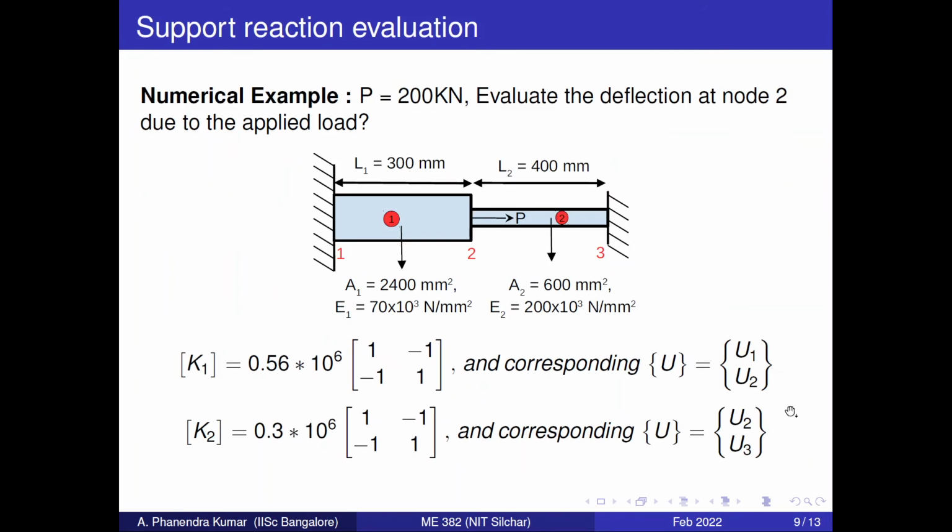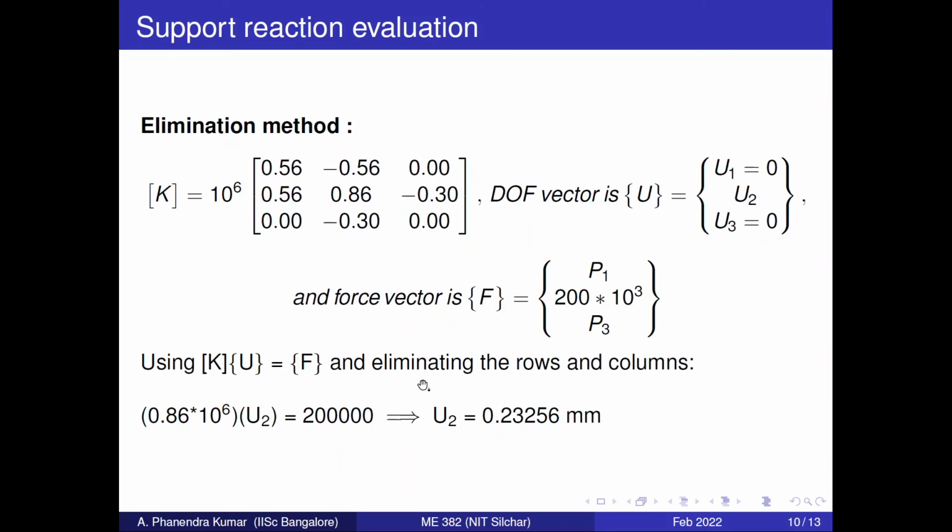So the second part will have a combination. If you consider it, it will be 0.56 into 1 plus 0.3 into 1. This is u2 comma u2 term. So here we will get 0.86.